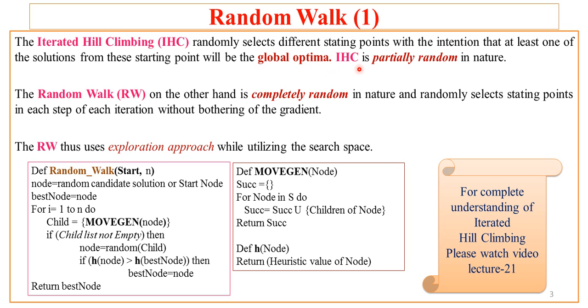Now this iterated hill climbing is partially random in nature, but the random walk algorithm on the other hand is completely random in nature and it randomly selects the starting point in each step of each iteration without bothering about the gradient. We'll see how this random walk algorithm randomly selects a starting point at each of the steps in each iteration, I mean to say every iteration which we basically ask the algorithm to follow. The random walk thus uses an exploration approach while utilizing the search space.